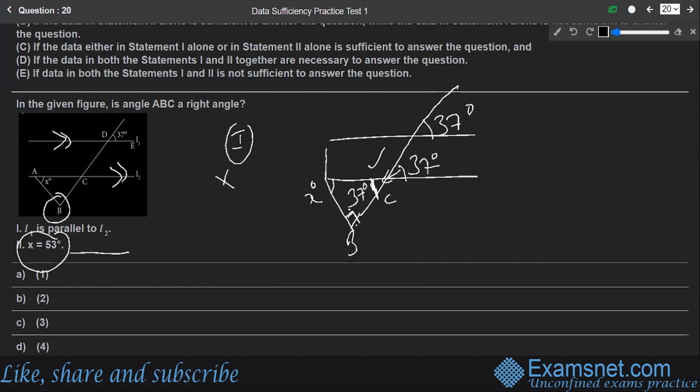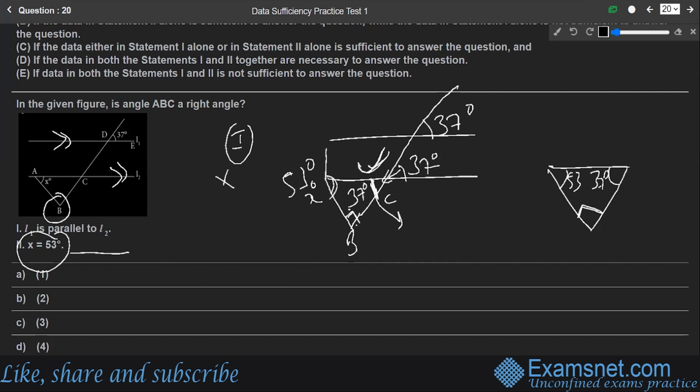If we combine both the information, then this 37 degrees we have already achieved, and this X degrees value they are giving us is 53 degrees. So now we have a triangle where this angle is 53 degrees, this angle is 37 degrees. We need to verify whether this is a right angle or not.